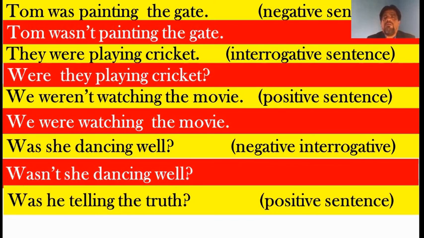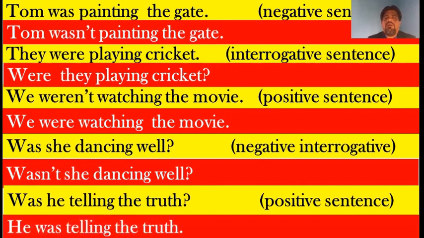If you bring or take the helping verb from in front of the sentence to the middle of the sentence, in between the subject and the verb, you would get the right answer. So, was he telling the truth? It is an interrogative sentence. You may change it into a positive sentence by writing he was telling the truth.